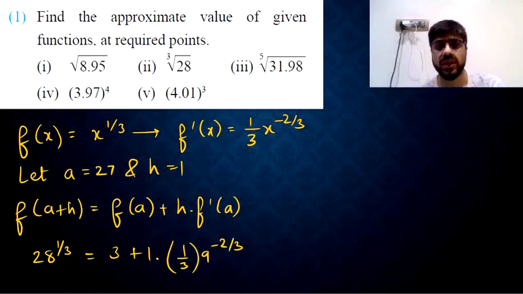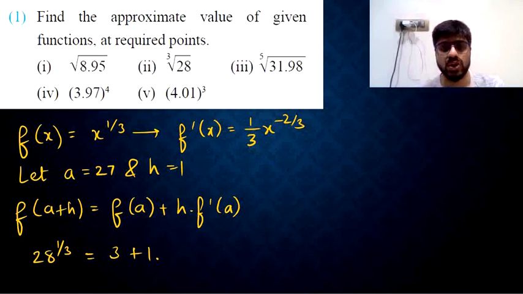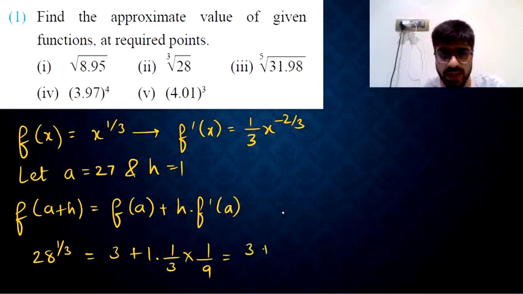I'm so sorry, it's not 9 power minus 2 by 3. A was 27, right? Yeah. So if a is 27, f dash 27, that is 1 by 3, 27 power minus 2 by 3. So into 1 by 3 into 27 power minus 2 by 3. So 27 power 1 by 3, that's going to be 3. And 3 power minus 2, that's going to be 1 upon 9. So we have our final answer, that is cube root of 28 as 3 plus 1 upon 27.